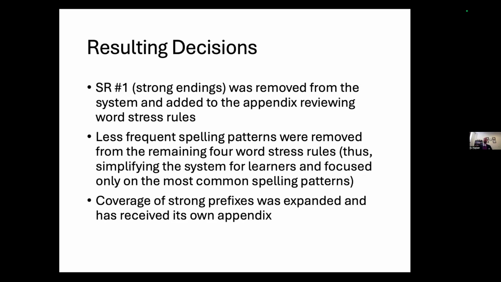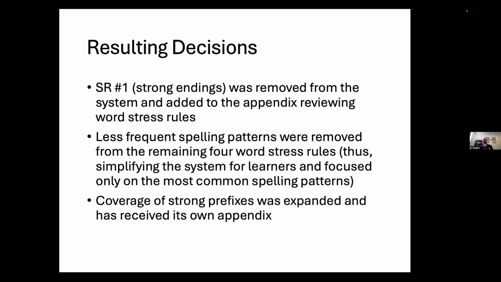So some decisions that I made based on this is stress rule number 1, the strong endings, was removed from the system, and that was added to the appendix. So Appendix B of the book is a review of word stress rules and then has additional content on word stress. So I decided to put that there. So it's still being used, but it's not part of the word stress system.